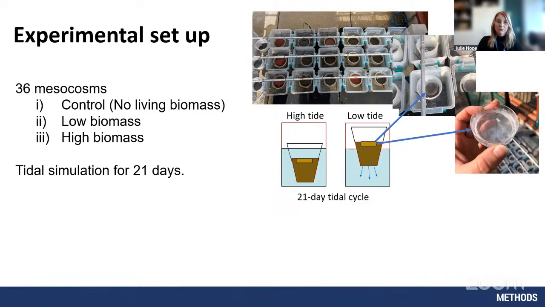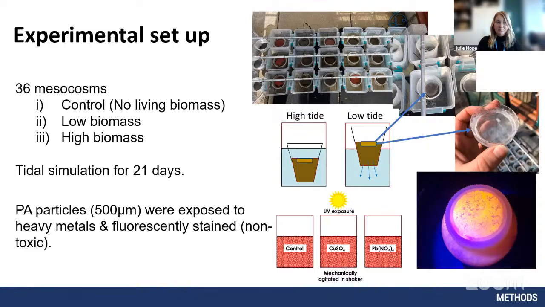They're not under flow, but they were able to emerge from the water column to allow those plastics to settle on the surface. And then during high tide, those plastics would begin to float in the water column again. Now we used polyamide particles. These are 500 microns.